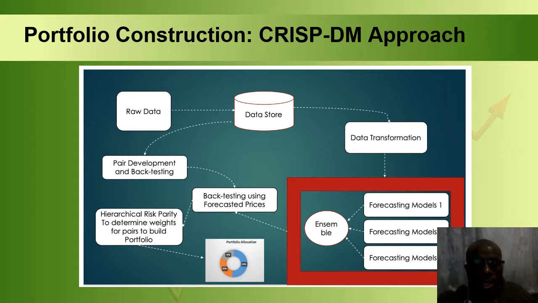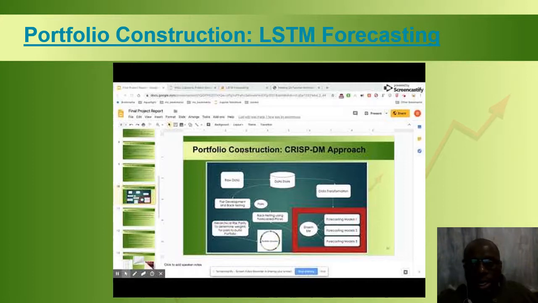It entails data collection, and it's a continuous process for development of your project. As you can see from the diagram, we collected our raw data into a data store, and we developed our pairs, and we did our backtesting, and we looped the process until we came up with the final product. For more details, Ravindra will give us the rundown on portfolio construction and LSTM forecasting and the challenges that we faced.